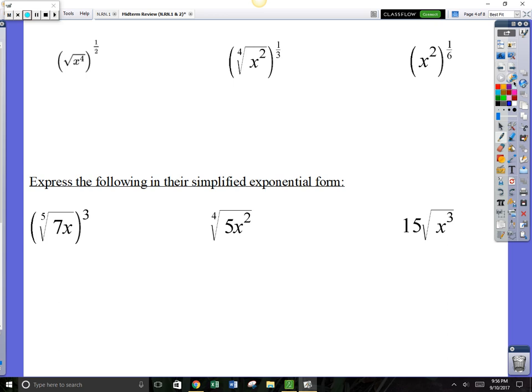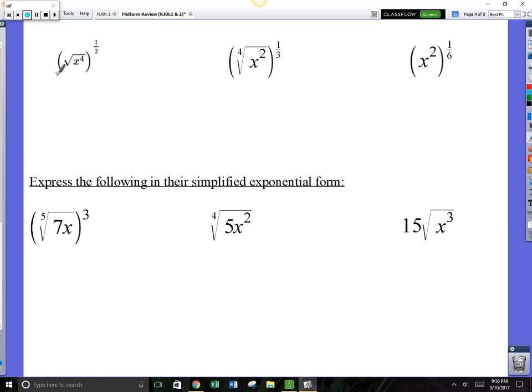Okay, let's look at these. So same thing. These top 3, let's leave them in radical form. Okay, now if there is no index, so I got a 4th root, if there's no index, it is understood to be a square root, so it's a 2. So I've got the square root of x to the 4th to the 1/2, and you can simplify this right here.